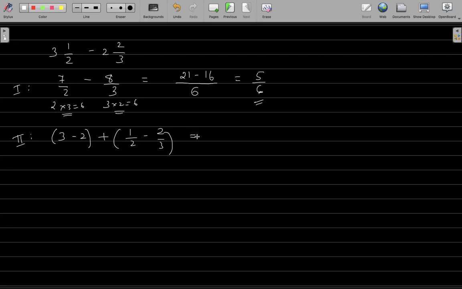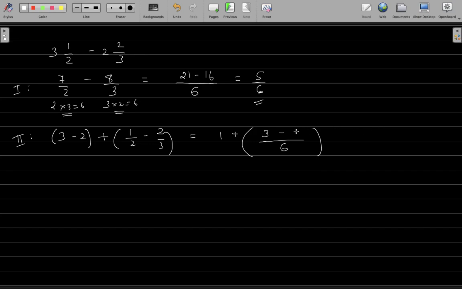What is 3 minus 2? 3 minus 2 is 1 plus 1 by 2 minus 2 by 3. Here both are unlike fractions, so we are going to take the LCM. LCM is 6. 2 times 3 gives you 6. 3 times 1 is 3 minus 3 times 2 gives you 6.